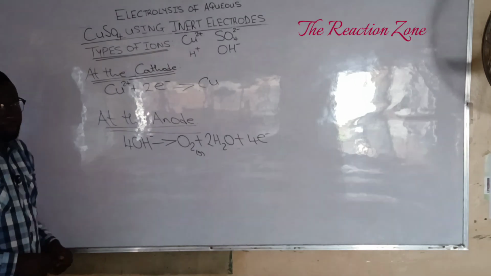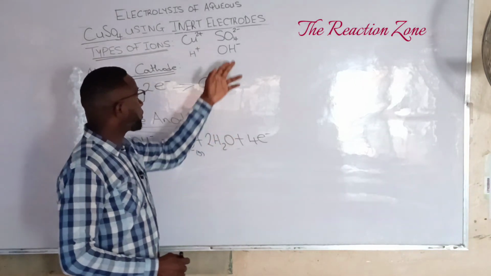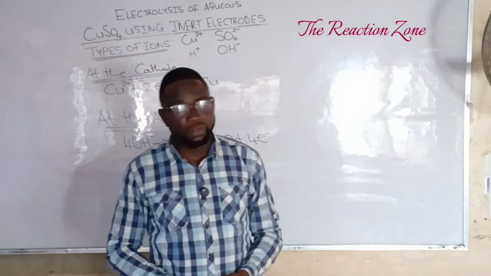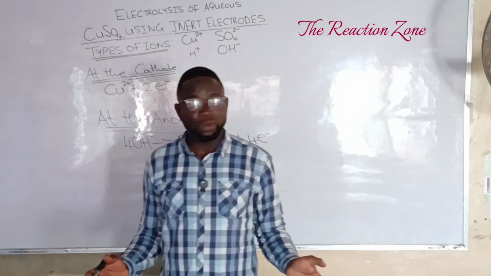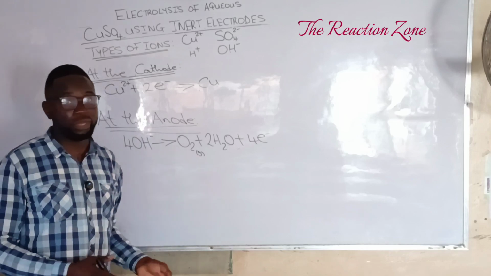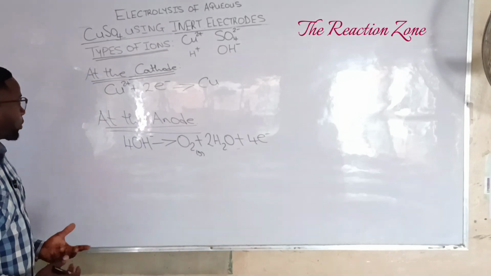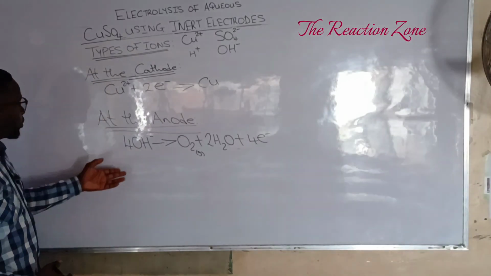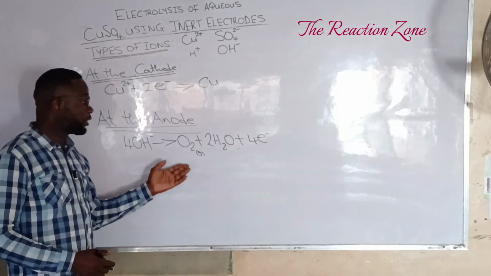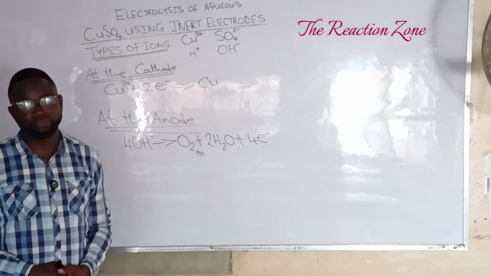At the anode, both the sulfate ions and hydroxide ions are attracted. However, the hydroxide ions are lower than the sulfate ions in the electrochemical series. So as a result, the hydroxide ions undergo oxidation, leading to the formation of oxygen gas and water.